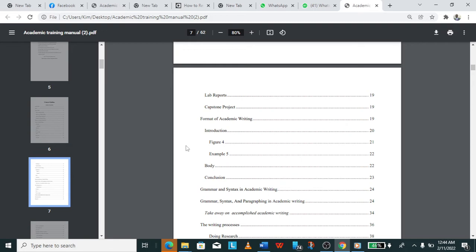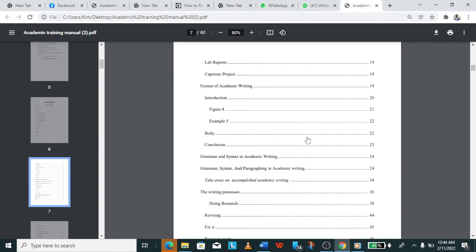There's number 19, the format of academic writing. I have given examples like example 4 and example 5.